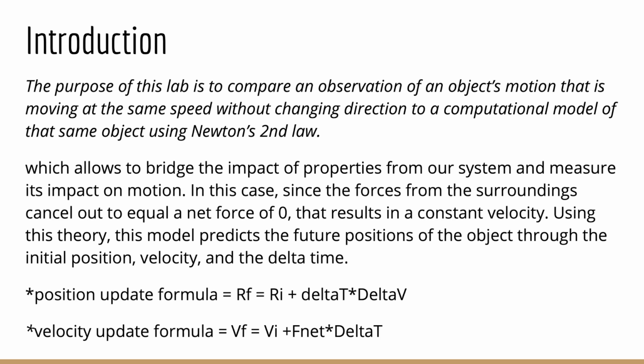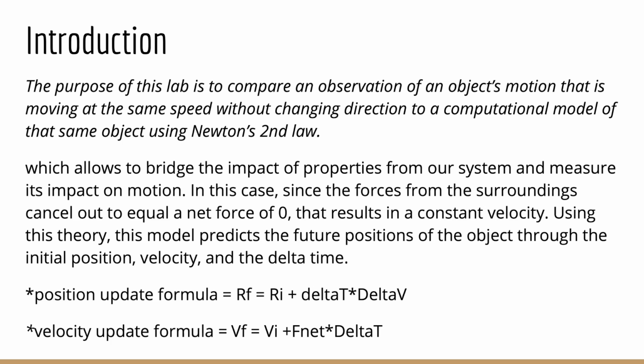The purpose of this lab is to compare an observation of an object's motion that is moving at the same speed without changing direction to a computational model of that same object using Newton's second law. This law allows us to bridge the impact of properties from our system and measure its impact on the motion. In this case, since the forces from the surroundings cancel out to equal a net force of 0, that results in a constant velocity. Using this theory, this model predicts the future positions of the object through the initial position, velocity, and the delta time.